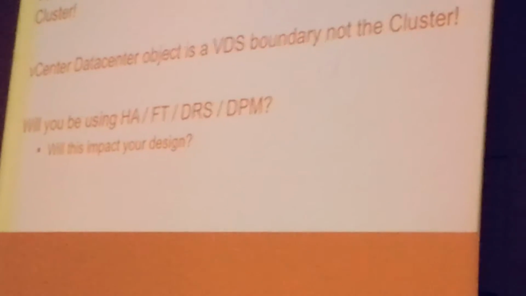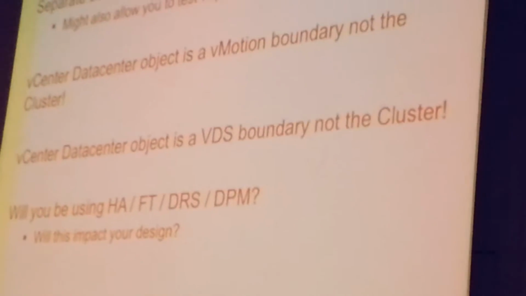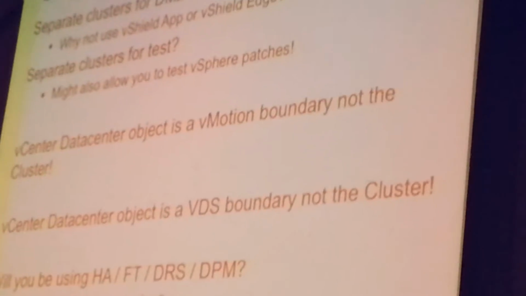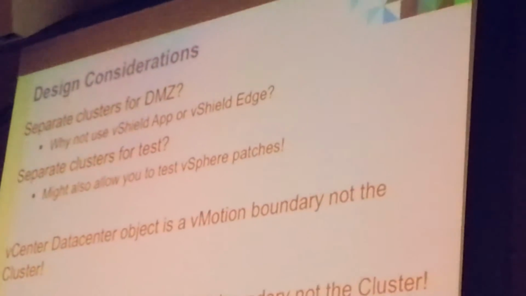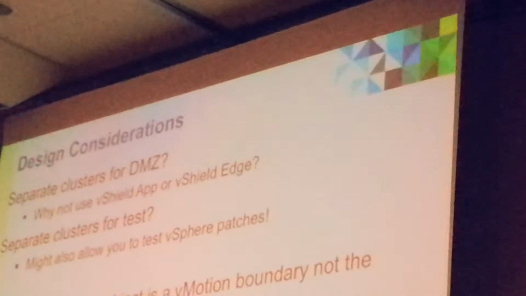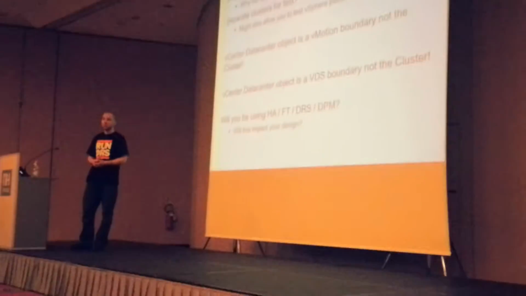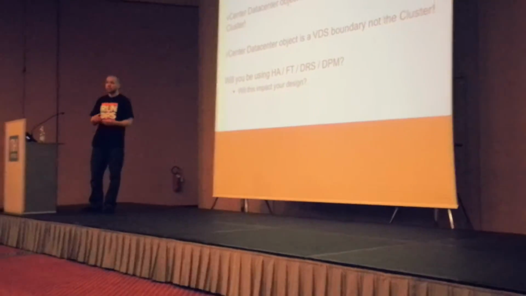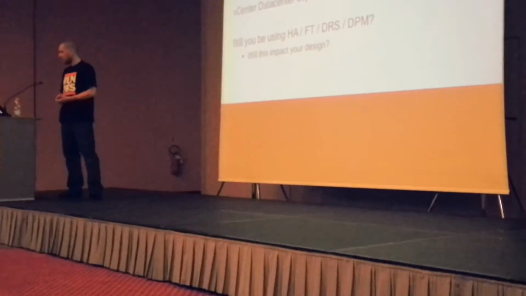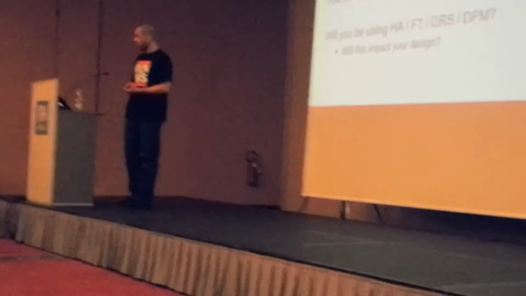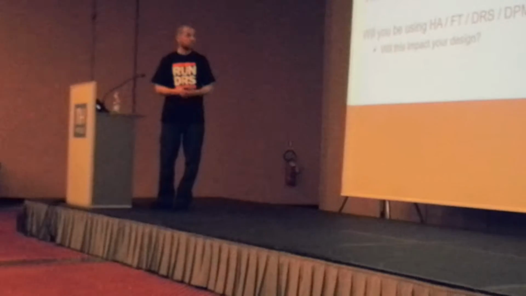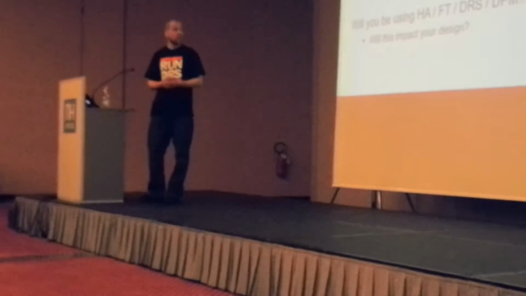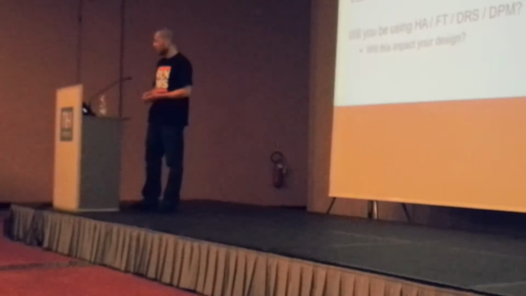Are you, for instance, doing vCloud Director? You might want to use a dedicated cluster for that as well, because vCloud Director more or less manages a cluster and creates new resource pools. And you don't want to have 2,000 new resource pools in your production cluster and not really know what they are doing. So those are the kind of things that you need to take into consideration. Now on top of that, there's functionality like HA, FT, DRS, and DPM within a cluster.